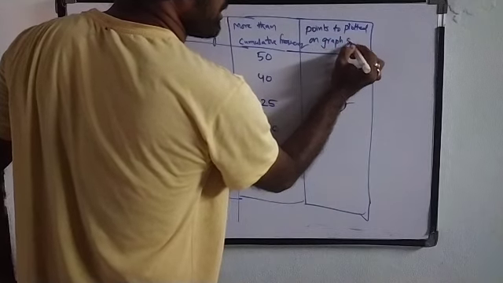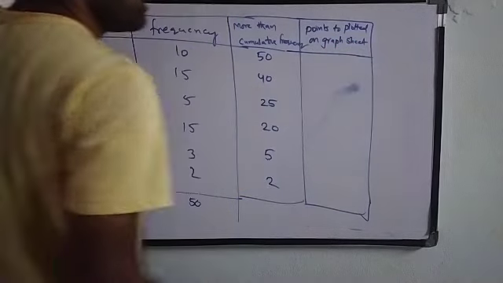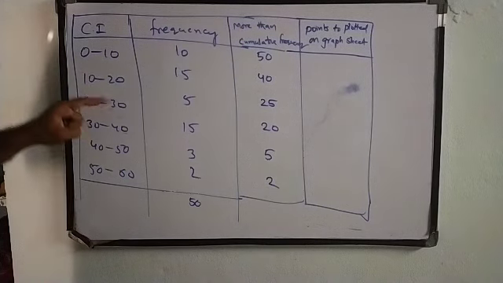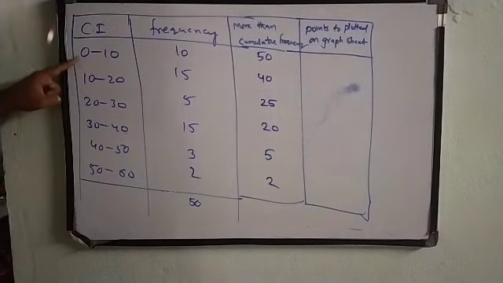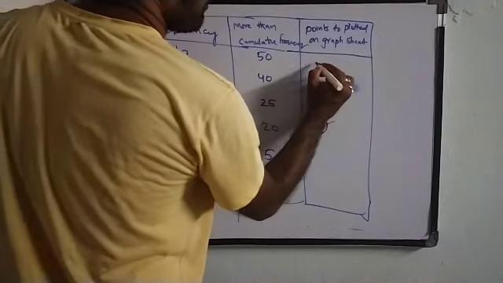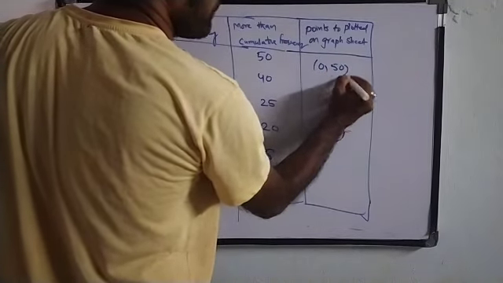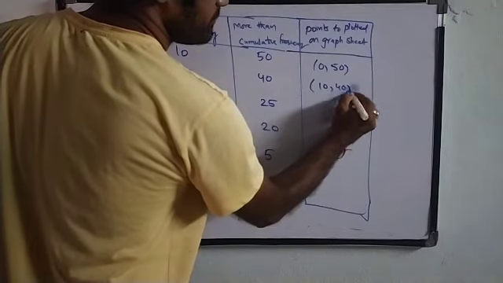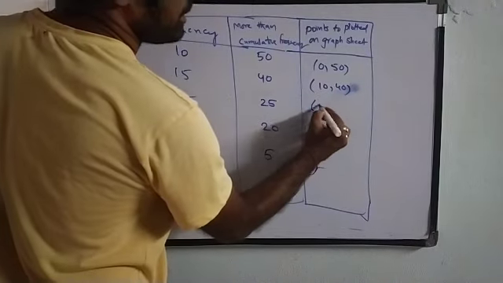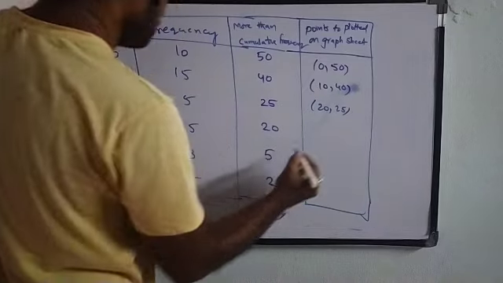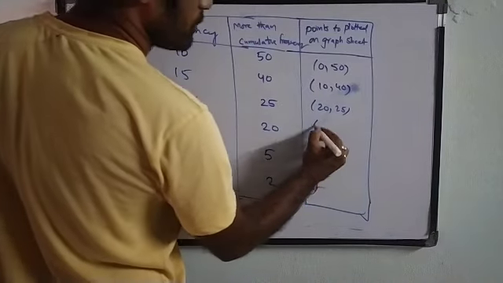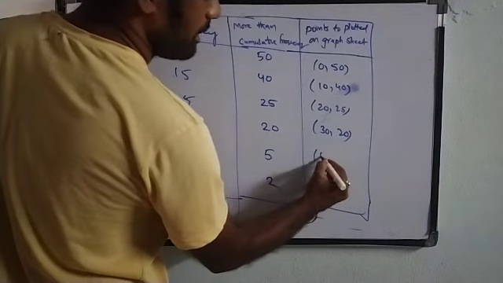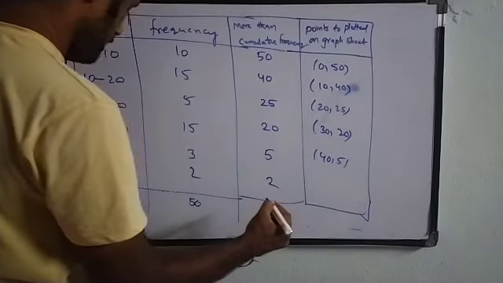Points to be plotted on the graph sheet. As I have already discussed, whenever we are taking more than cumulative frequencies, we need to concentrate on the lower boundaries. So here the lower boundary is 0. So the points will be 0, 50; 10, 40; 20, 25; 30, 20; 40, 5; and 50, 2.